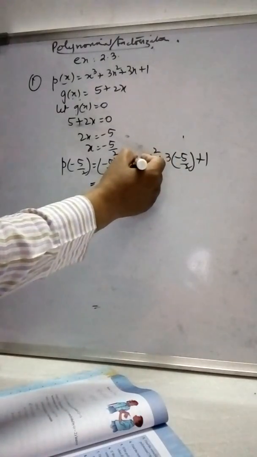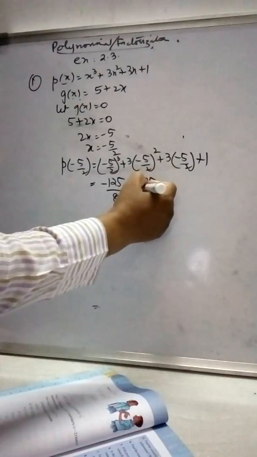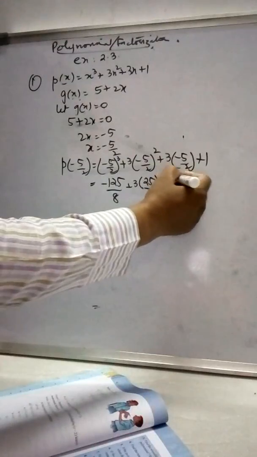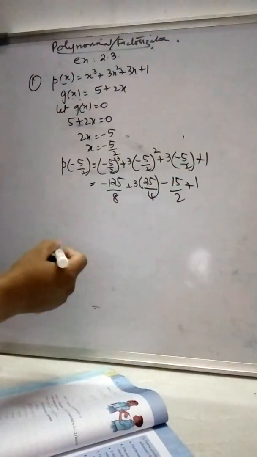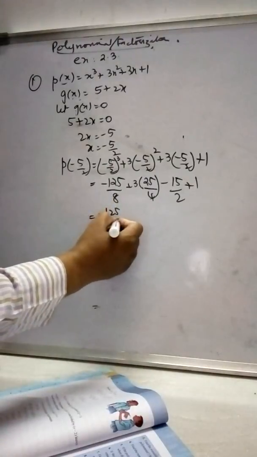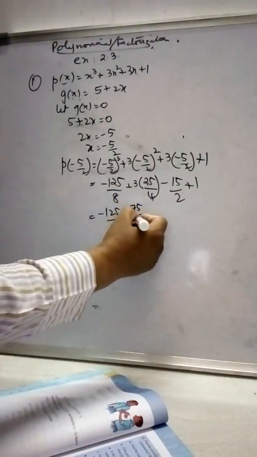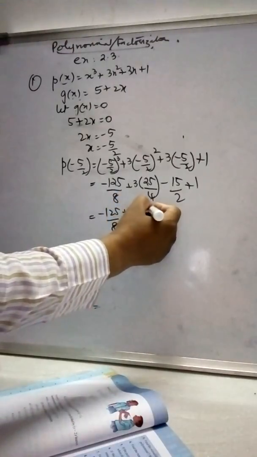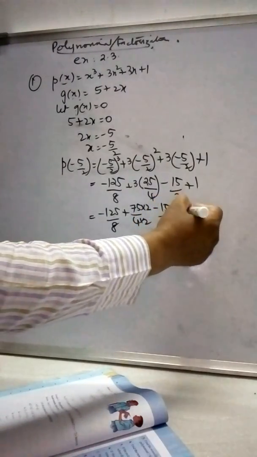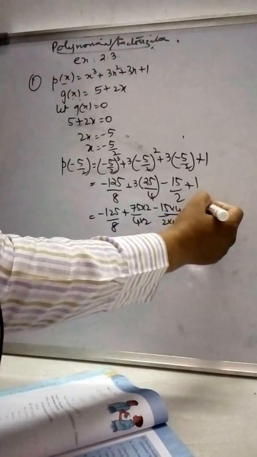Plus power is even, so minus will change to plus. So 5 power 2 will give me 25, and 2 power 2 will be 4. Plus into minus is minus, 3 5s are 15 by 2 plus 1. So now we'll convert them into like fractions. Minus 120 by 8 plus 3 into 25 will give me 75 by 4 into 2, minus 15 by 2 into 4, plus 1 by 1 into 8 into 8.